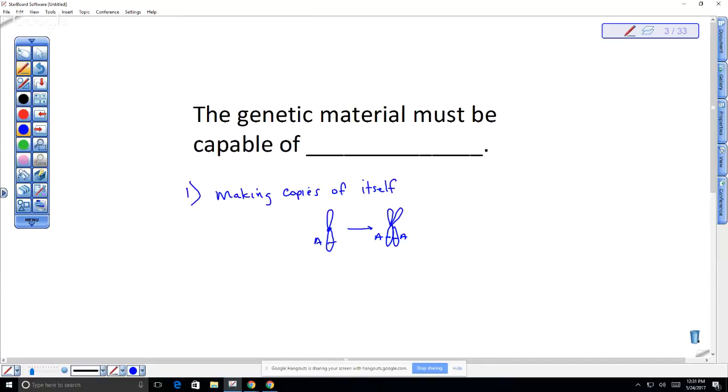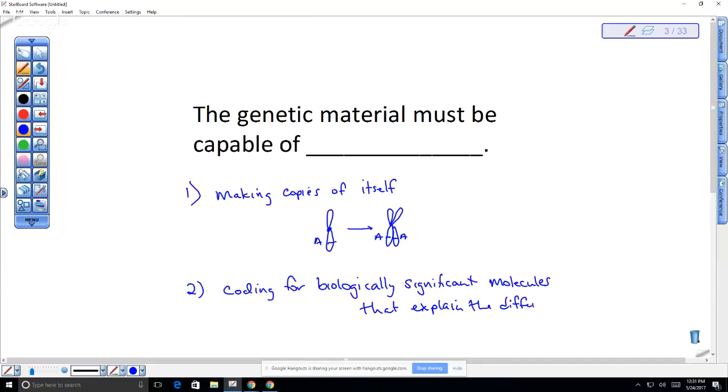Okay. The second thing is that it must be capable of coding for biologically significant molecules. So when we look at the molecules in your body, all of them are biologically significant, but what could code for the differences that we observe between individuals, right? Biologically significant molecules that explain the differences observed between individuals. Not only individuals, but between species, like the differences between an earthworm and a jellyfish, for example.